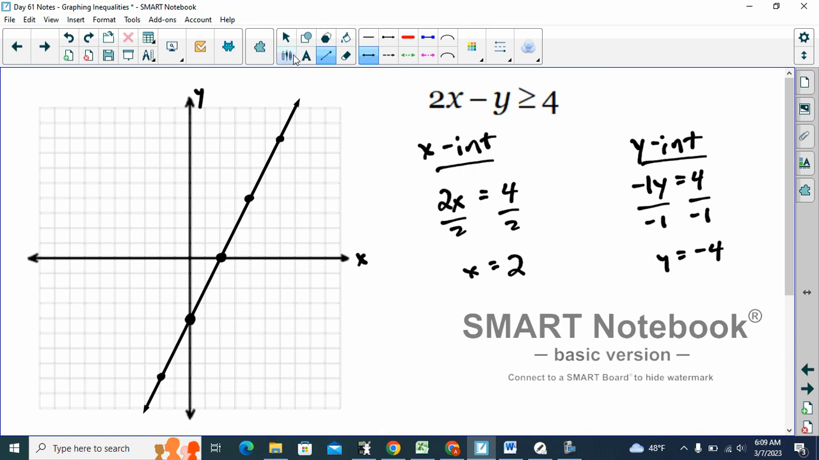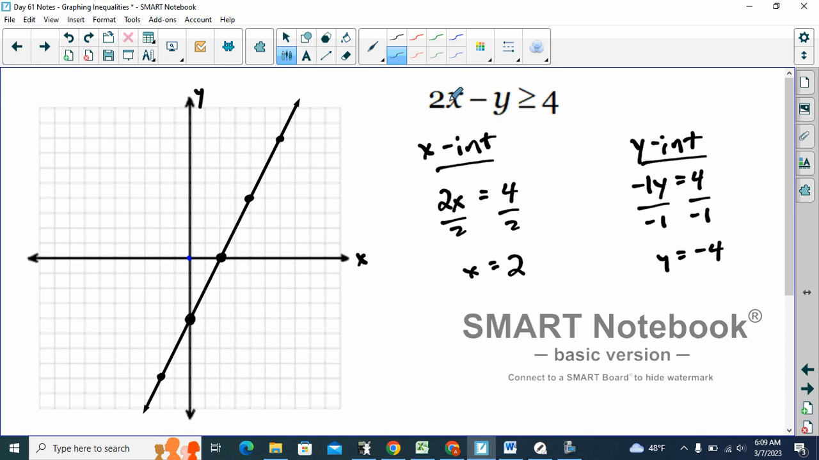And then to figure out which way to shade, we cannot just say greater than means above, because y is not by itself. It doesn't say y is greater than something. It says 2x minus y is greater than or equal to 4. So this is when we pick a test point. I am going to use the test point 0, 0. That is the easiest one to use. We can use any point on the graph as long as it's not on the line. So I would always use 0, 0 unless the line goes through 0, 0.